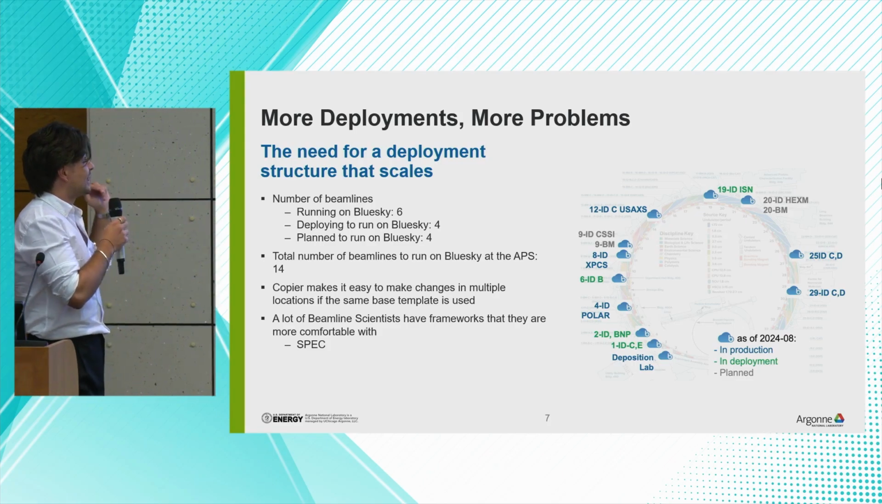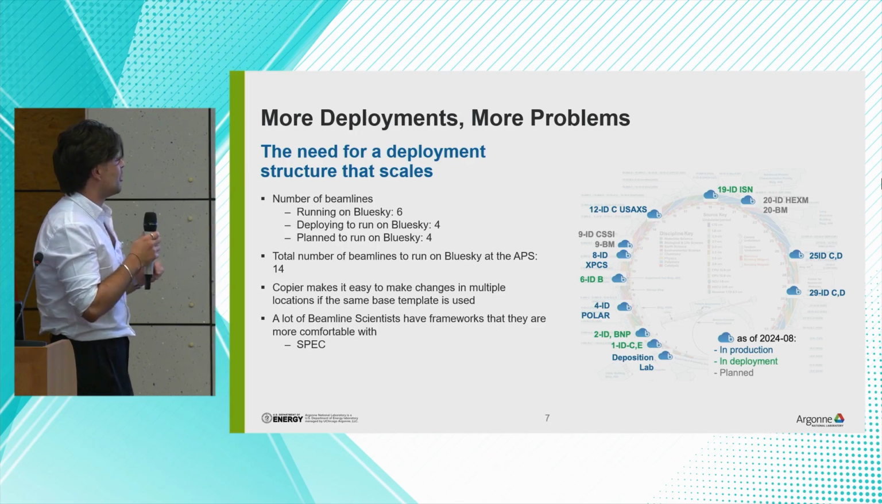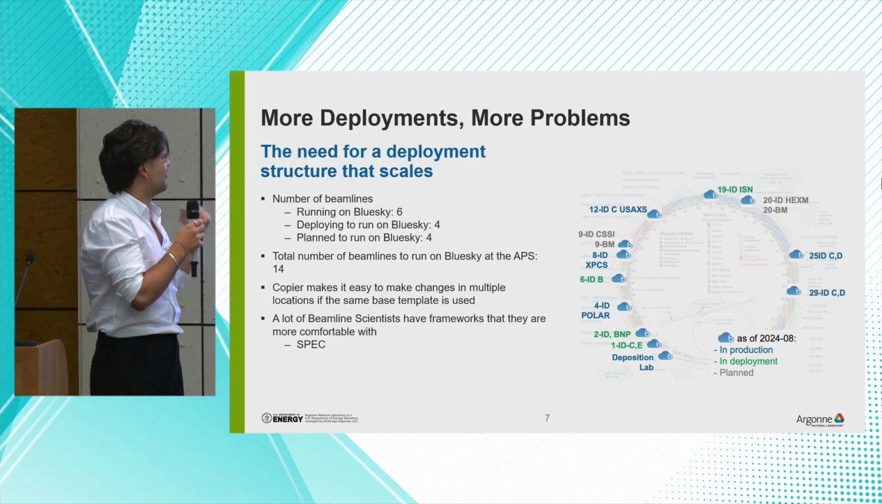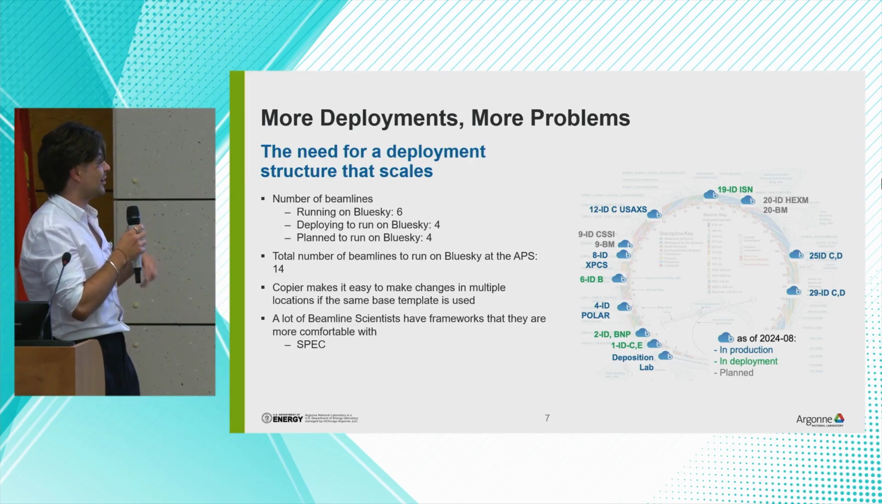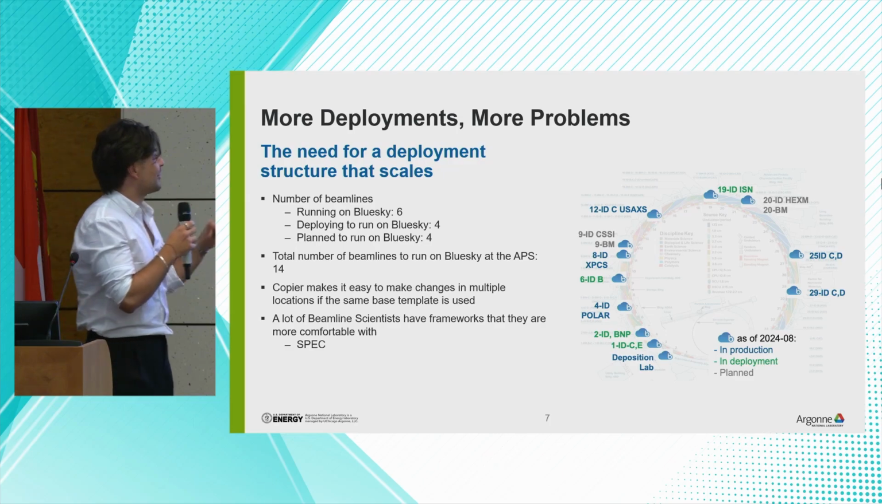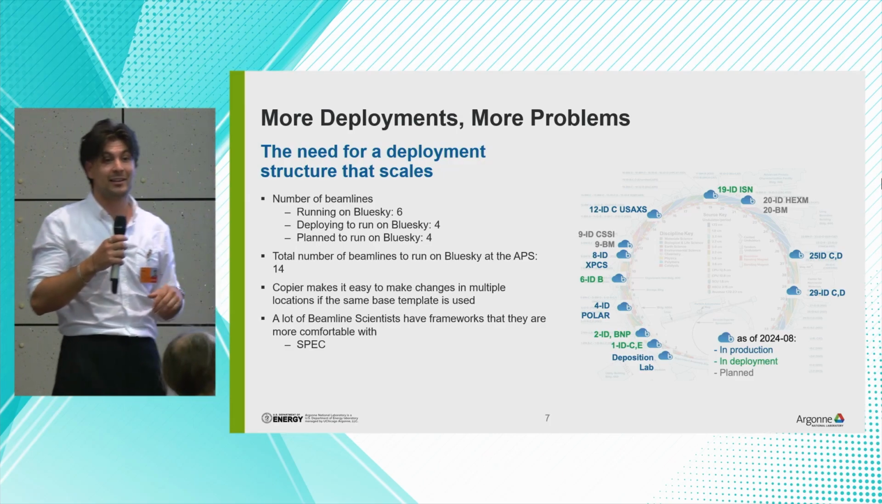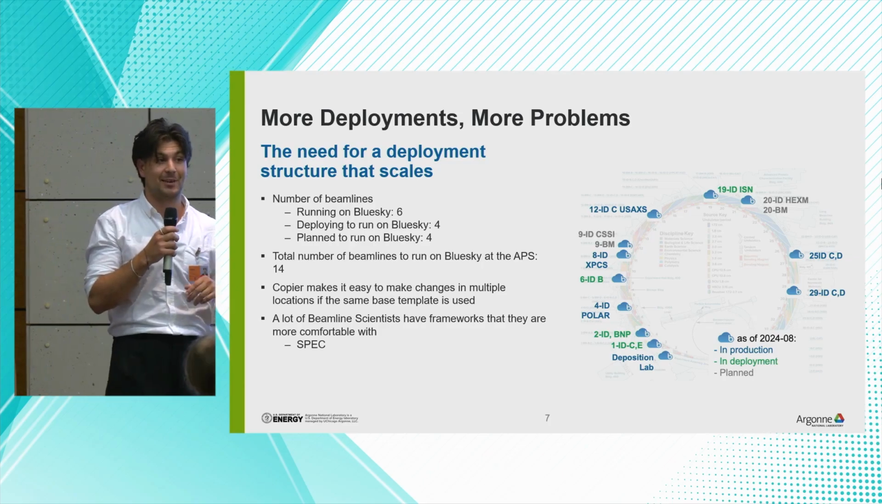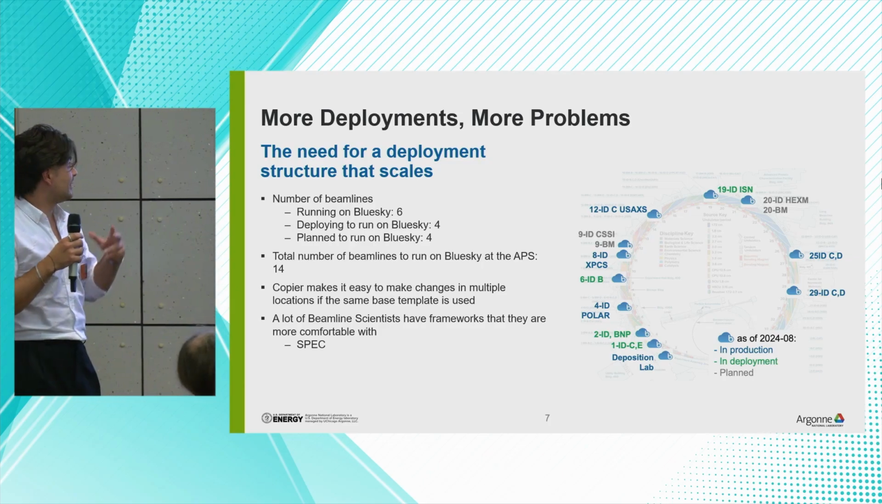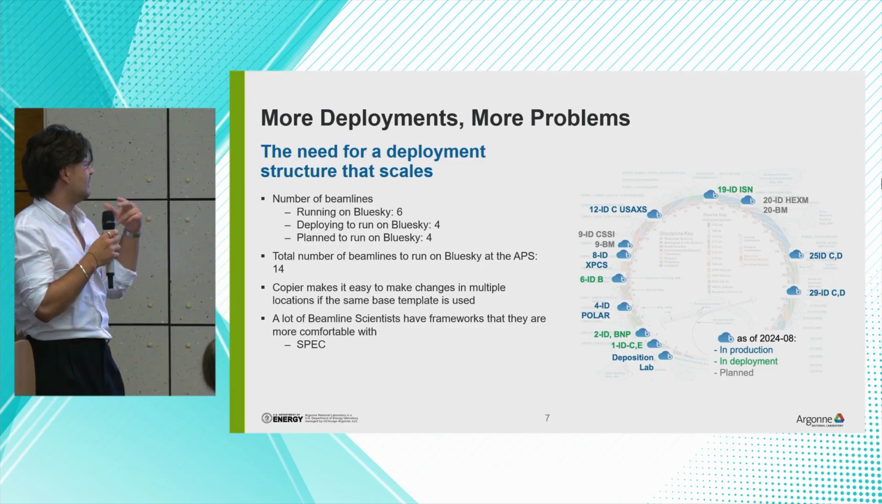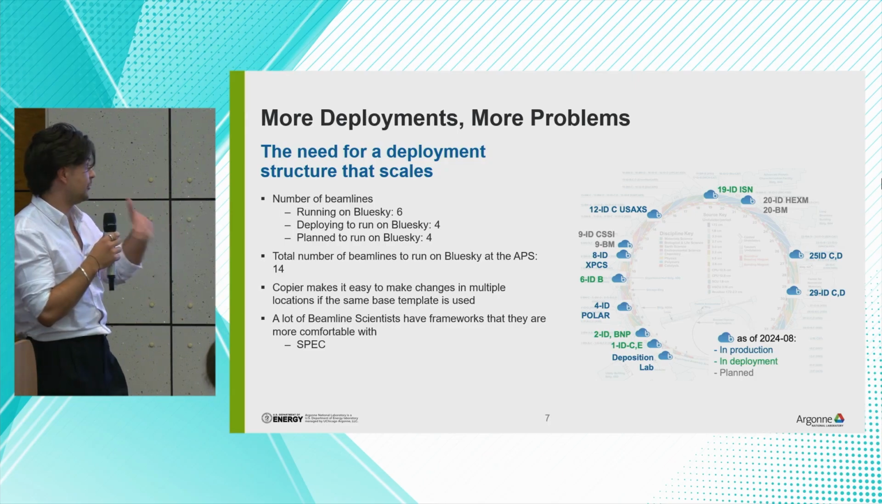So we have Blue Sky now running on 6 beamlines. We're deploying it to get it running on 4 beamlines, and it's planned to run on another 4 beamlines. So the total number of beamlines to run Blue Sky at the APS is 14 beamlines. That's a lot of beamlines for a small team. We're a 3-person team at the APS. So it's a lot of bandwidth that every single person has to have to make this happen on top of developing our existing tool base.